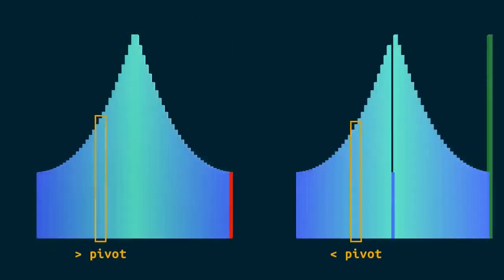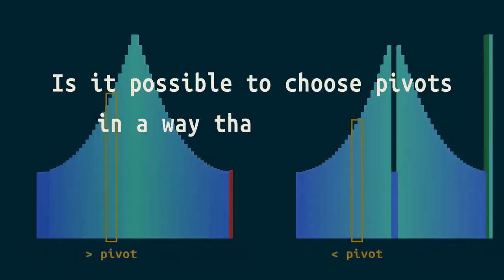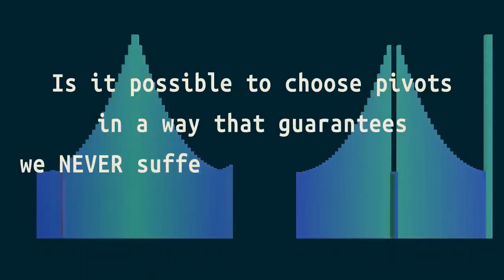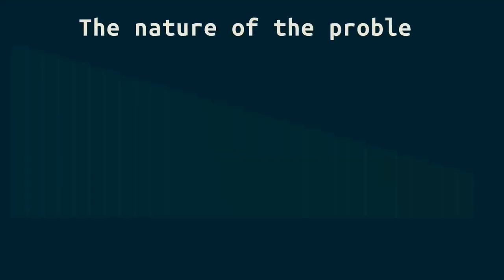But for this other data, the way I chose pivots on the right is basically just as bad. Is it possible to choose pivots in a way that guarantees we never suffer a horrible slowdown? Let's first be clear on the nature of the problem.